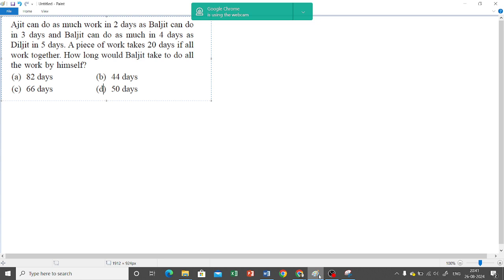So see, it all starts with Diljit's work. There are mainly three variables involved in it, and each of the variables can be found in terms of the other variable. Everything can be found in terms of Diljit's work, and then we can frame an equation where we can put a piece of work that takes 20 days, and then we can find out each of the variables.